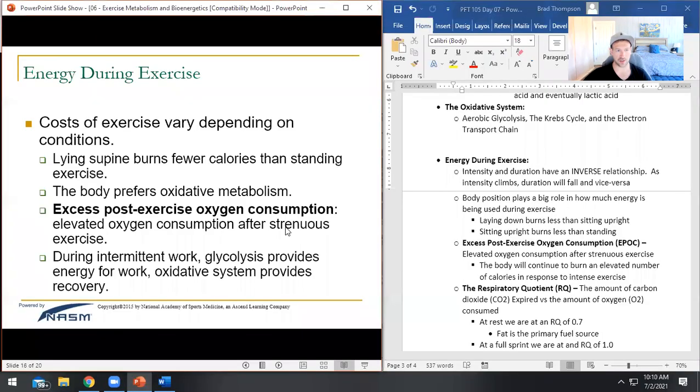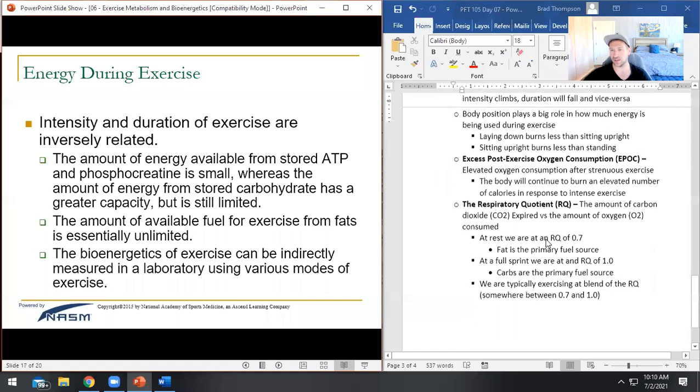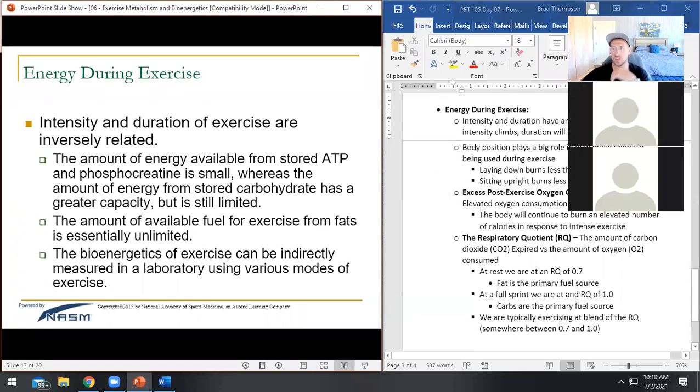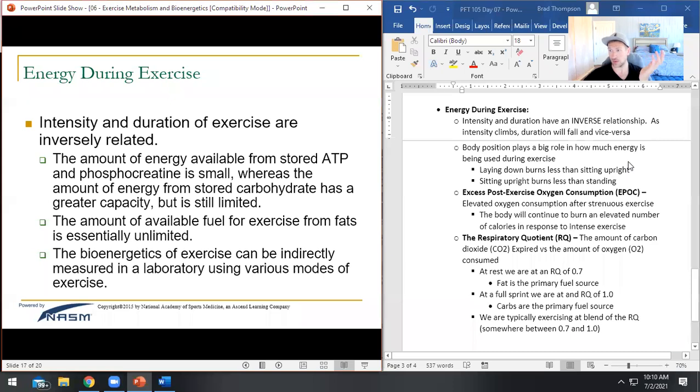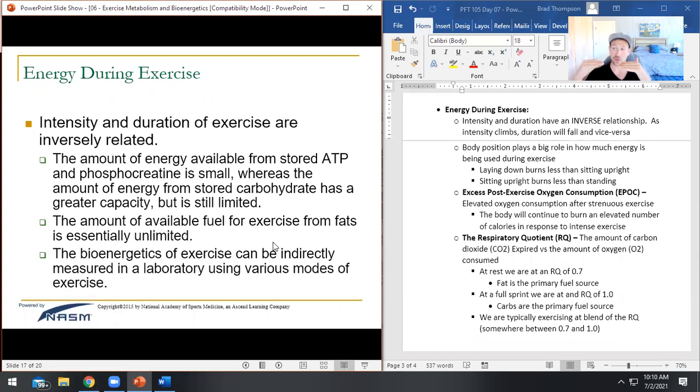So, those are your energy systems, right? Now, let's go ahead and take a look at actually applying this in a practical setting, right? So we've already kind of talked a little bit about it. We talked about choosing your repetitions specifically, right? But one of the cool things is intensity and duration of exercise. We know those are inversely related, right? You can't do high intensity for long duration.